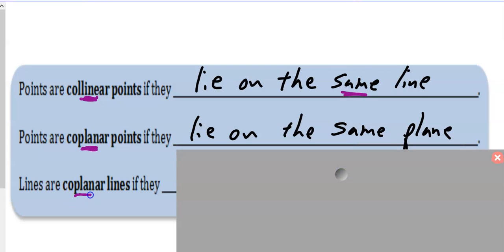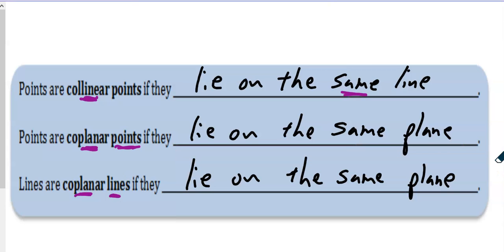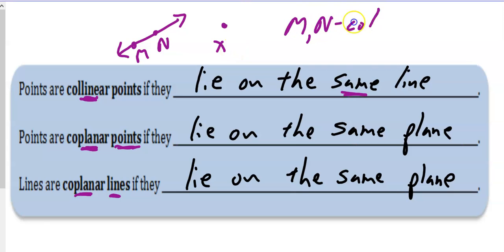Same thing again here. Now I only changed the wording here from points to line. As long as they line up on the same plane, they are considered coplanar. Okay. So let me give you an example of collinear. So if I have a line that looks like this, M and N are collinear.